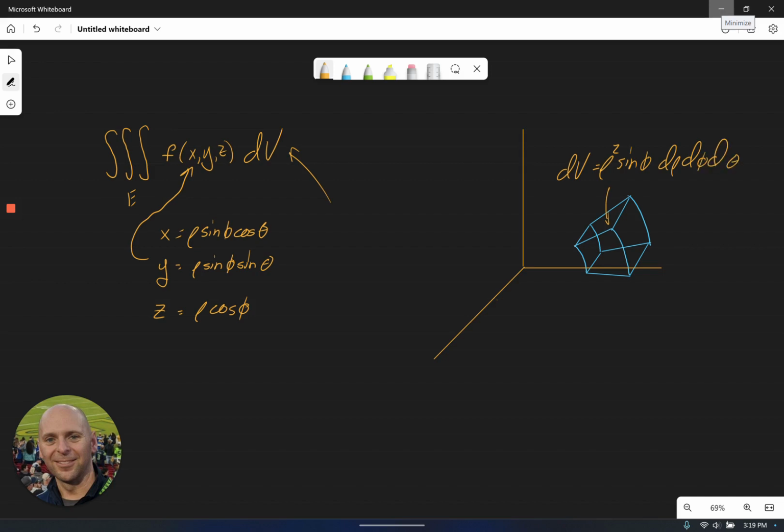So now we have all the pieces, we just need to make sure that we get our bounds. And once we have those bounds, we can set up and solve our integral.